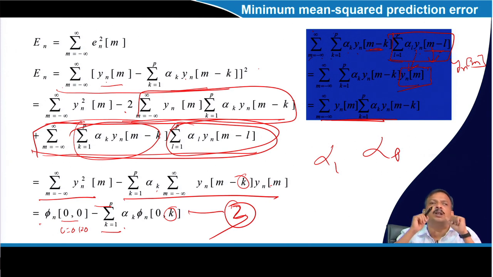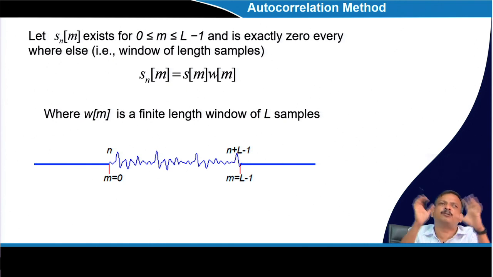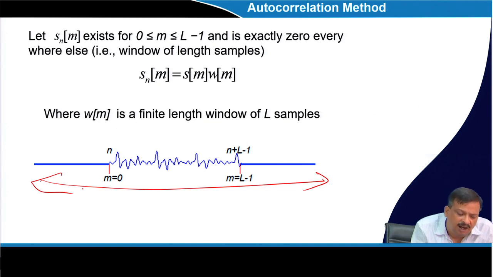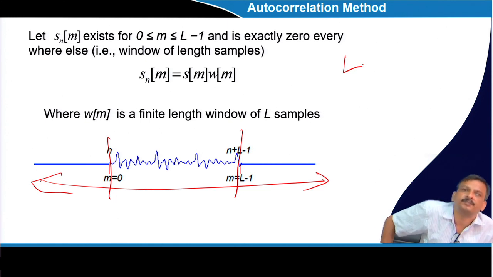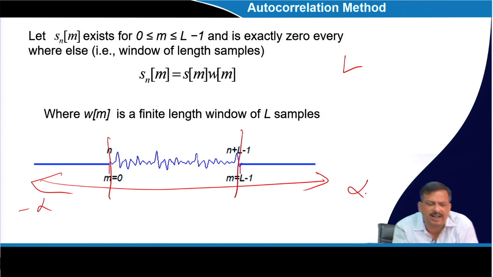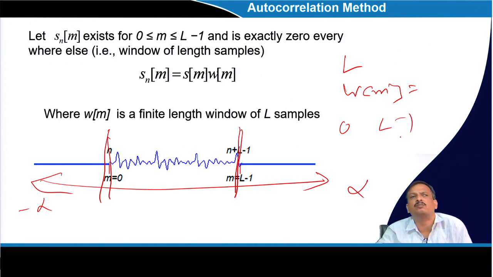Let us describe two methods. The first method is called the autocorrelation method. I will give the example of a speech signal. Let us say I have a signal. I cut the signal with a window of length L. n is from minus infinity to plus infinity, I have a long signal. I take a portion of the signal by cutting with a window w(m), which is 1 for 0 to L minus 1, and elsewhere it is 0.